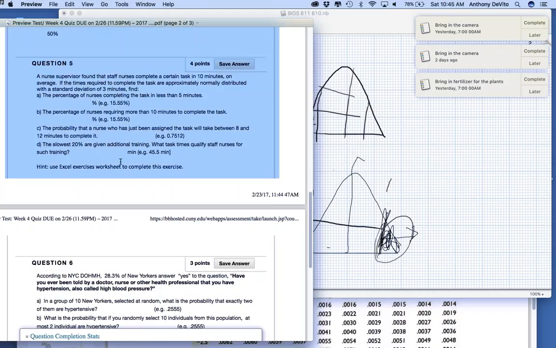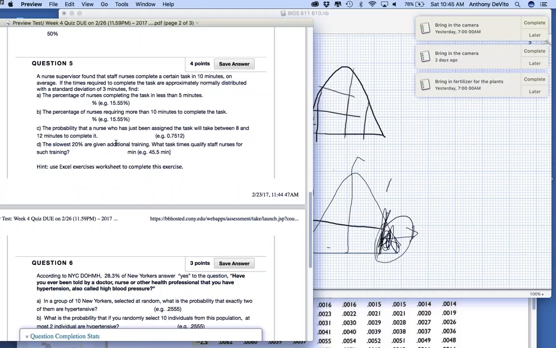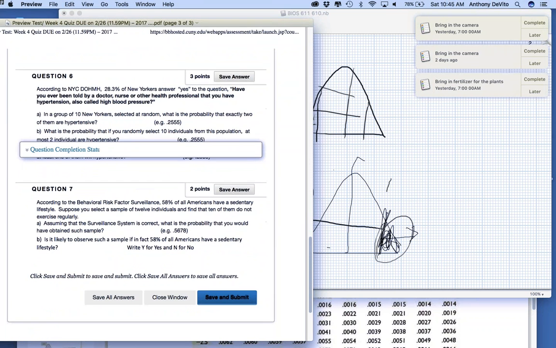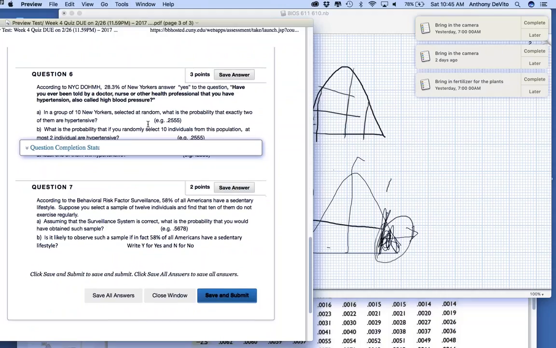And the slowest 20%. I can't tell you how many people thought to themselves, the slowest 20% are the people on the left-hand tail of the distribution. Got to think about that a little bit. Which ones are the slowest 20%? Are they on the right tail or are they on the left tail? Right? And I think if you got that, you'll have no problem solving this.